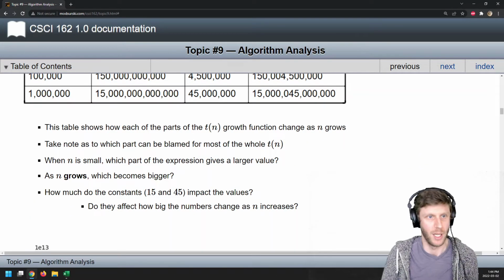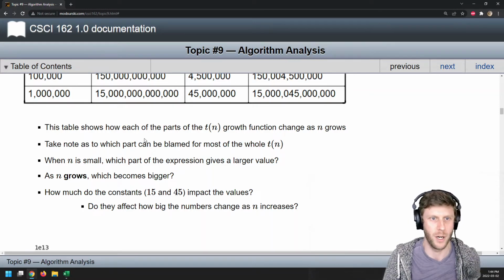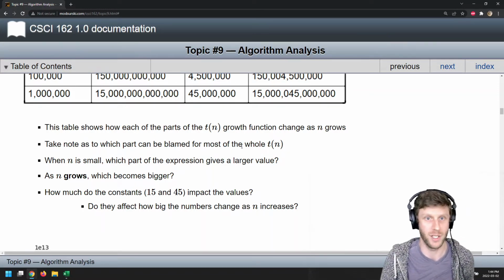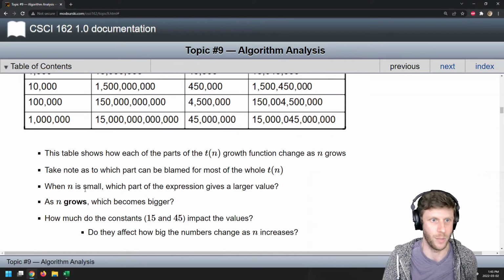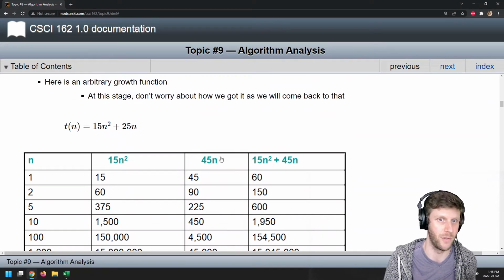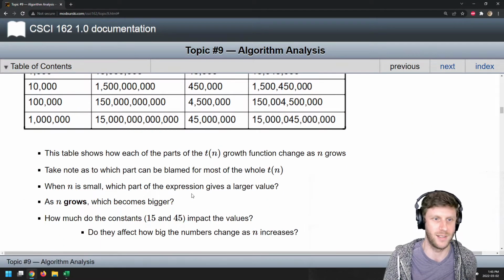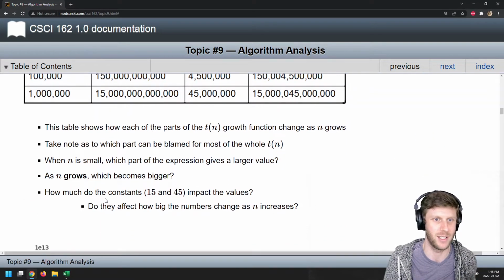Okay, so this table shows how each part of T of n grows. Take note as to which part can be blamed for most of the whole T of n, the n squared part. When n is small, which part of the expression gives a larger value? Well, interestingly enough, the 45n, just as a consequence of the coefficient. But as n starts to grow, it doesn't matter.